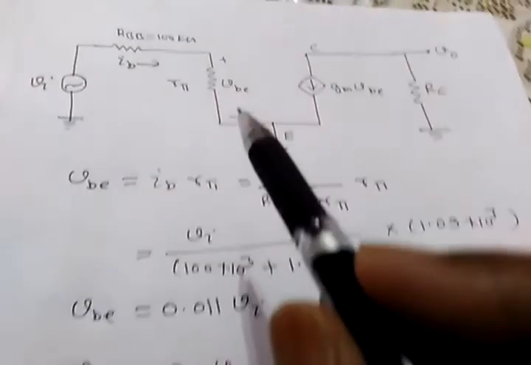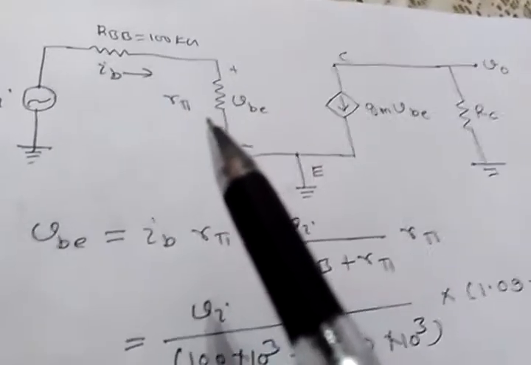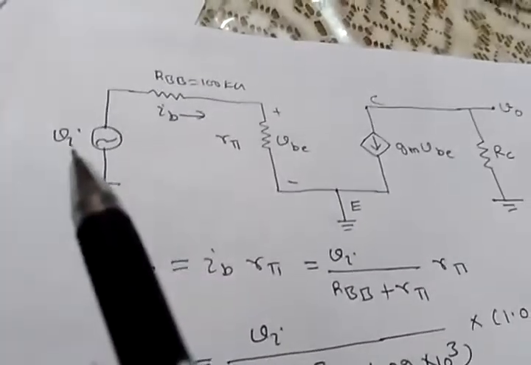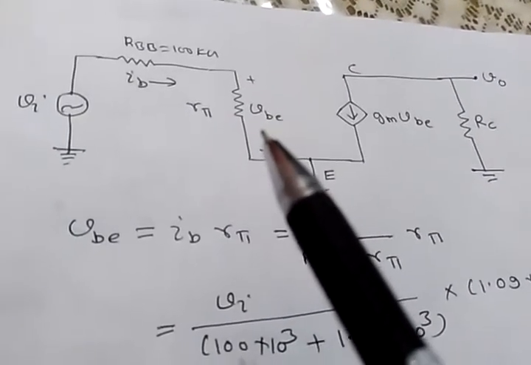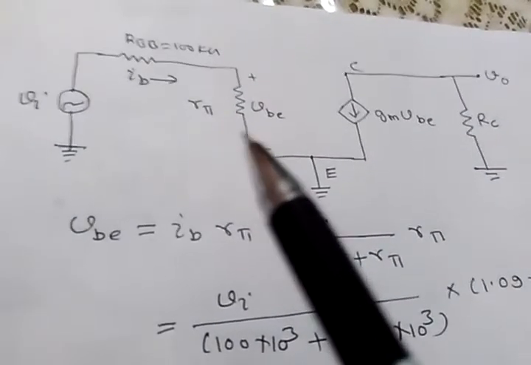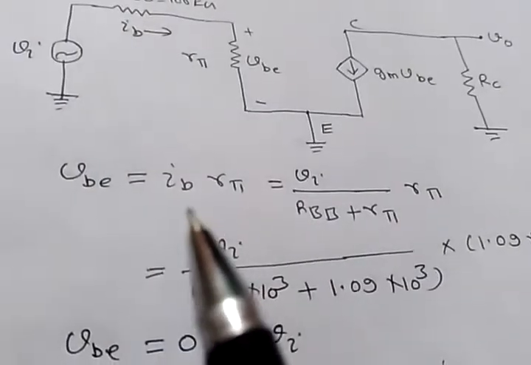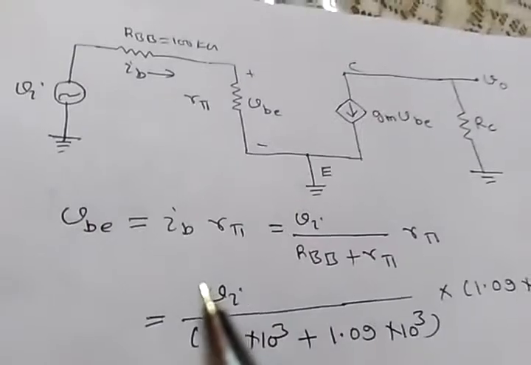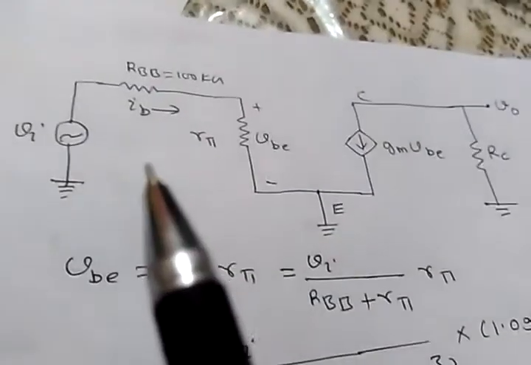Here VBE is the voltage across the resistance R pi due to the input signal Vi. This voltage can be calculated by multiplying R pi with IB. So VBE equals IB into R pi. Now we have to calculate IB. See the figure carefully.